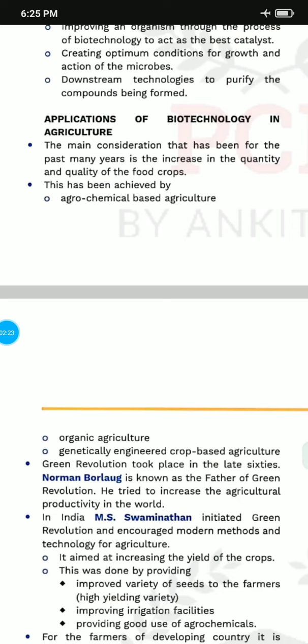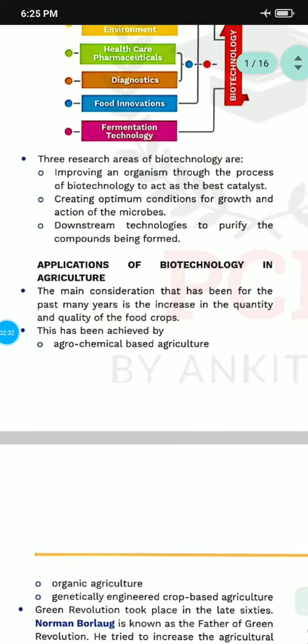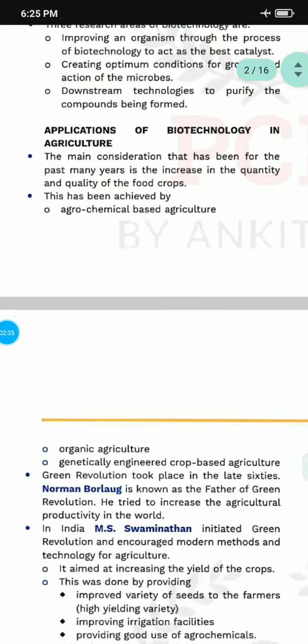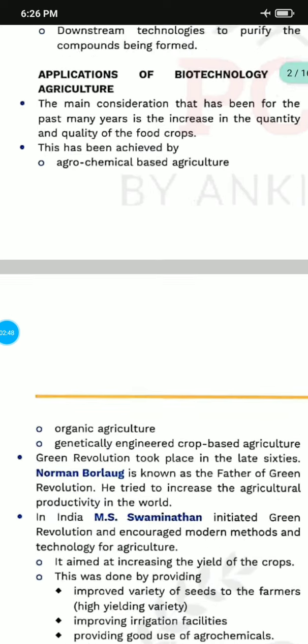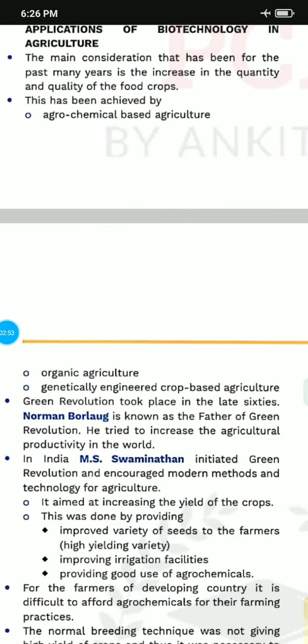In agrochemical based agriculture, it actually creates pollution, and because of that it is going to be rejected. Organic agriculture is expensive for the farmers. Mostly the farmers are not able to spend money on this. That's why organic agriculture is different. And the third one is genetically engineered crop based agriculture, which is actually the main motto of this chapter.